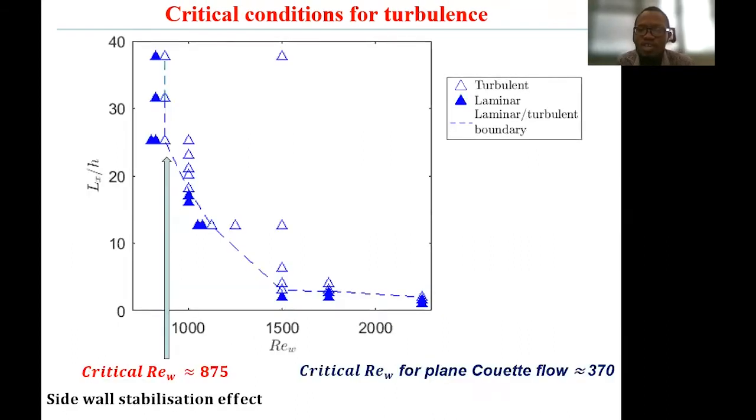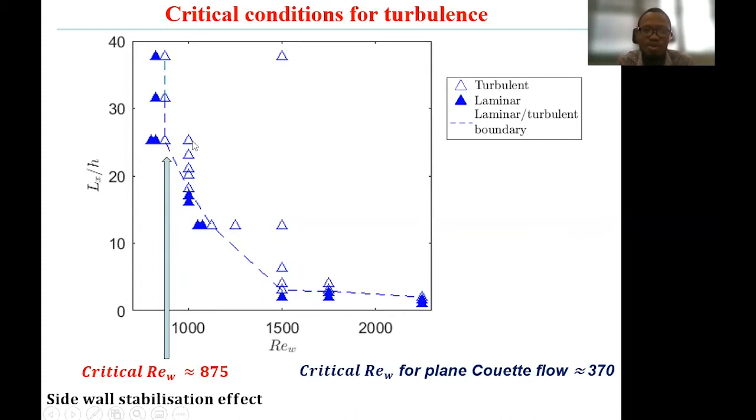And we have a map showing the laminar and turbulent states. The turbulent states are represented by the unfilled symbols, while the laminar states are shown by the filled symbols. The dotted line indicates the laminar-turbulent boundary. Here in this plot, I've shown the length of the ducts on the vertical axis and the Reynolds number on the horizontal axis. One thing that we can observe from this plot is that the critical Reynolds number for turbulent flow is 875. So below a Reynolds number of 875, you cannot get turbulent flow. You can only get laminar flow.